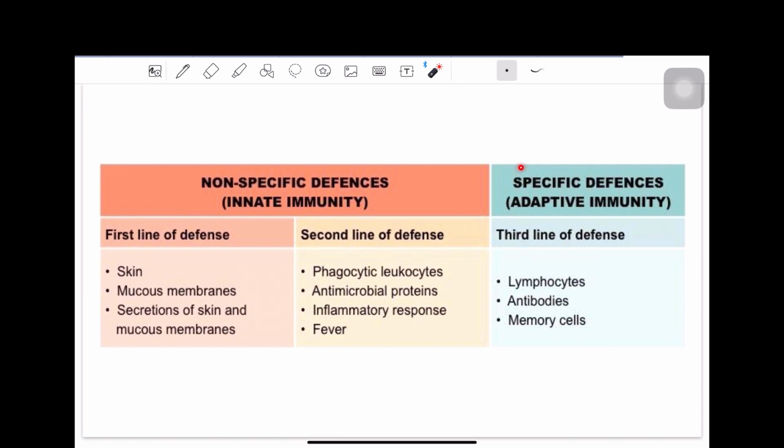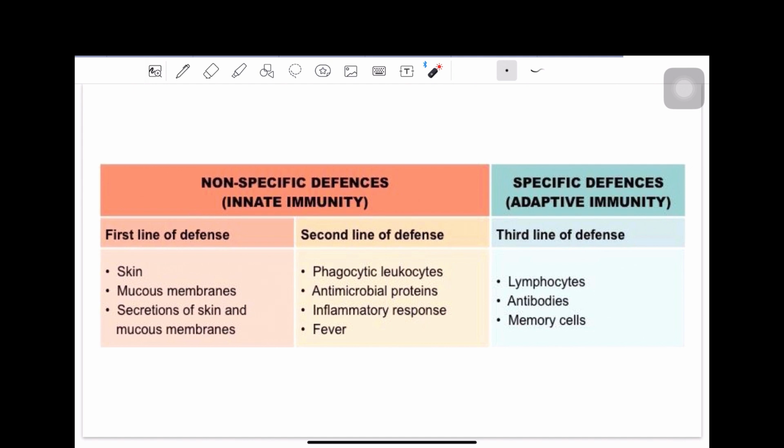Whereas the adaptive immune arm is only activated when our innate immune responses do not work. So, if the innate immune responses cannot completely clear the pathogen from our body, then the adaptive arm of immunity is activated. And this adaptive arm of immunity is the third line of defense, which is composed of the antibodies, the lymphocytes, and the memory cells. So, the T and B cell mediated immunity.